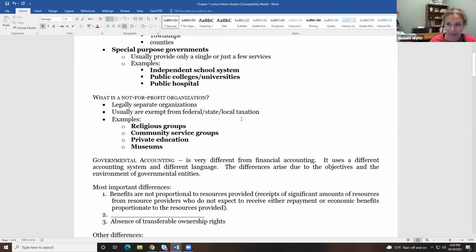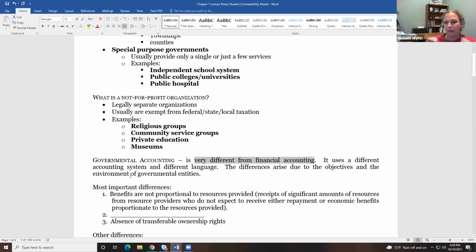So we'll learn about funds pretty soon. And that's why the name of the class is Fund Accounting. And like I always say, it's like fun with a D, but it's not that fun. So, okay. Governmental accounting is very different from financial accounting, and so it uses a different accounting system and a different language.